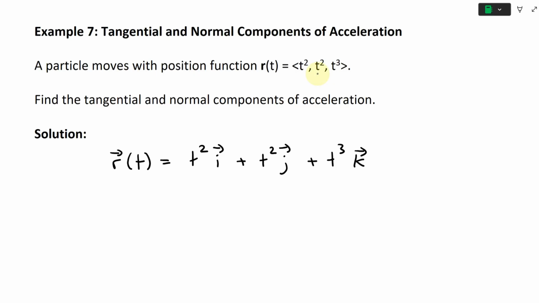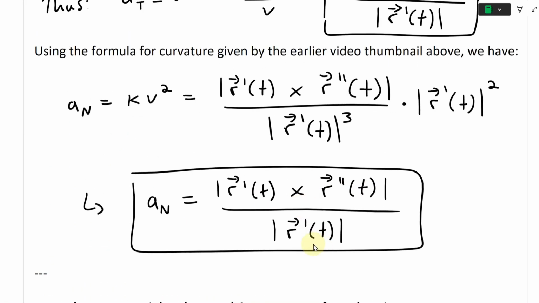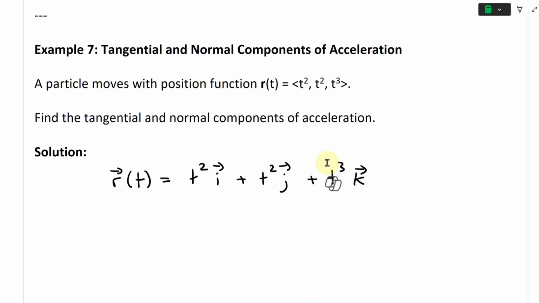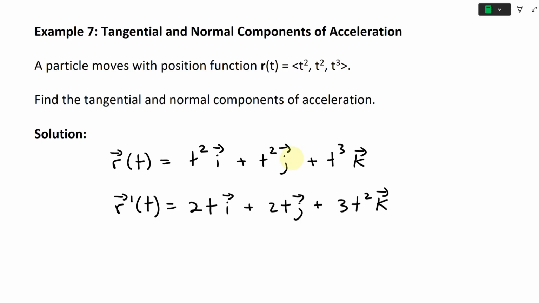All right, so that's what we have. And now the derivative of this, because we basically need to know the first derivative, the second derivative, and then the magnitude of the first derivative. And then afterwards, we're going to take the cross product and then the dot product of those and so on. So that's what we need. Let's take the first derivative. So r prime of t equals 2t i, plus again 2t j, plus 3t squared k, like that.